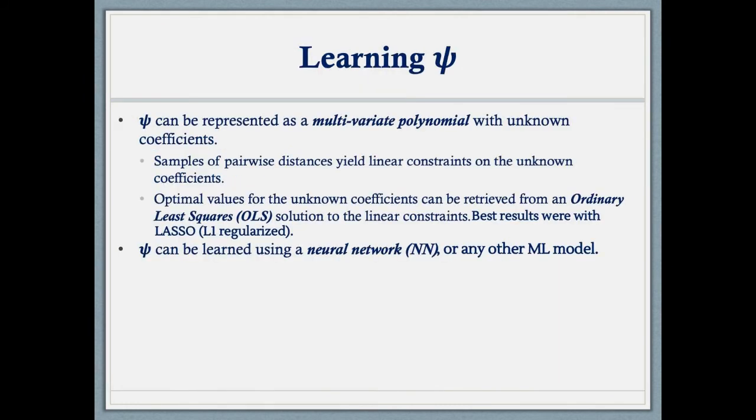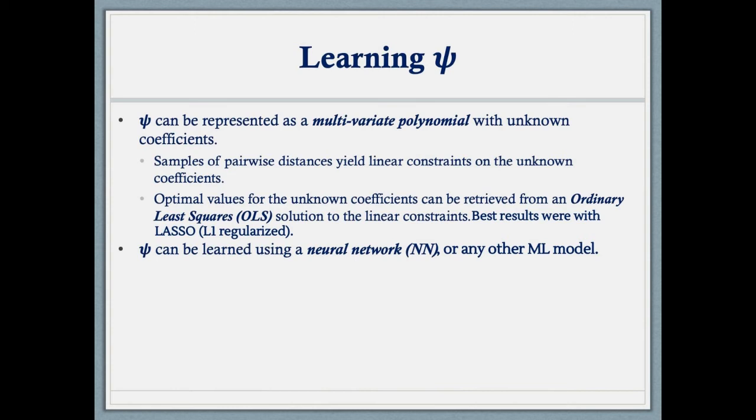The natural next question is, how do we learn this potential field function? In our work, we represented it as a multivariate polynomial with unknown coefficients, where the variables of this polynomial are defined by the previous k-1 coordinates. We used distances obtained during the embedding process of the prior k-1 dimensions to define constraints on the unknown coefficients. We then solve for these coefficients using linear regression.